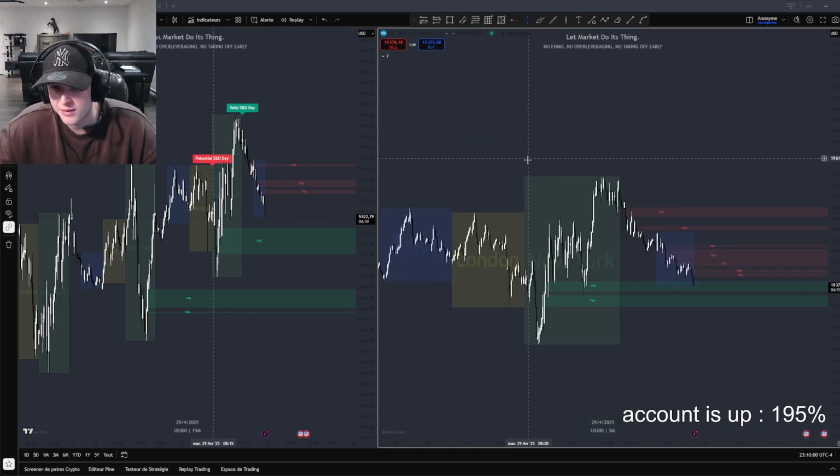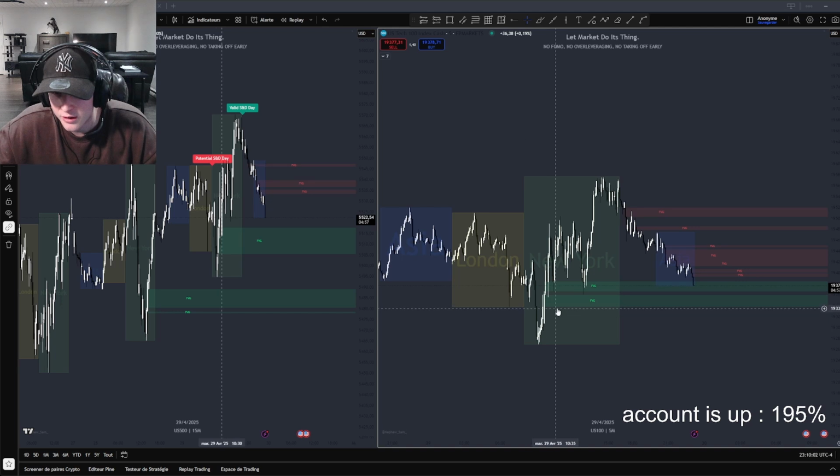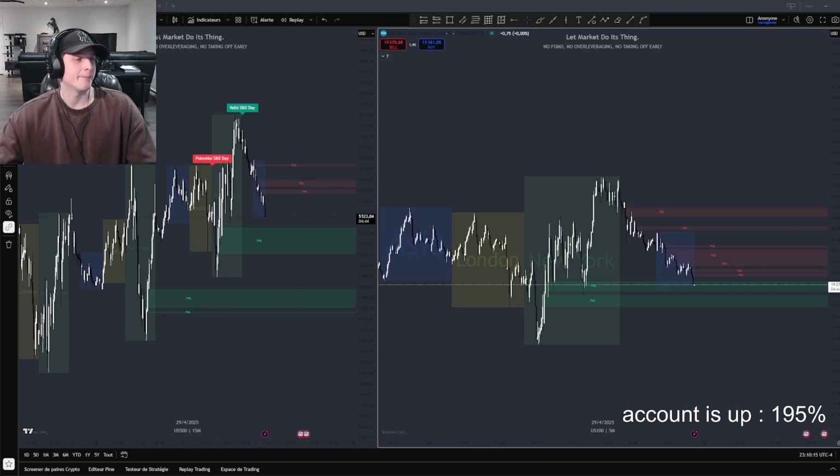I wonder what time it happened here. So you had the push and the pullback at 10:30. So here we're not in the macro. What about here? 12:50. See, this is the macro. This entry here is A+. This entry here is A at max.